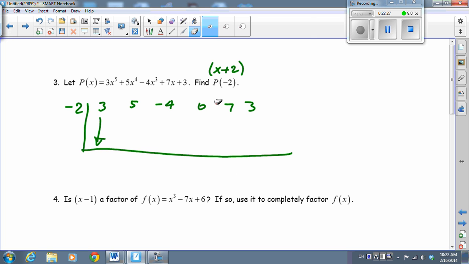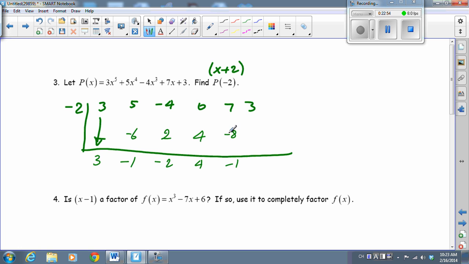Need a little more space. Drop the first one, and once you drop the first one, you write it down. 3 times -2 is -6. Add it, -1. -1 times -2 is 2. Add it, -2. -2 times -2 is 4. Add it, you get 4. 4 times -2 is -8. Add it, -1. -1 times -2 is 2. Add it, 5. I know that the power will be decreasing, but I'm not looking for the solution. All I'm looking for is the remainder, and the remainder is p of -2.